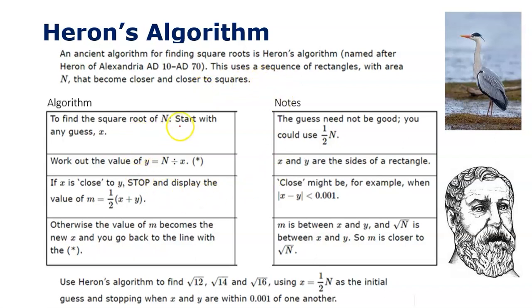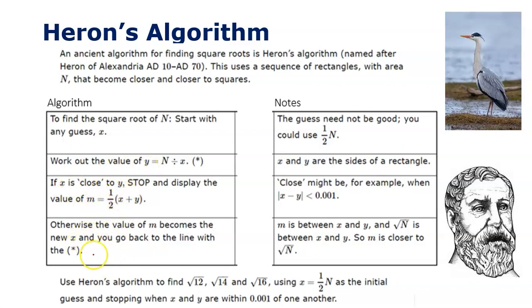You can see then his formula for doing this, his algorithm for doing this, was to start off the square root of a number, which we call an n. We work out the value of y, which is n divided by x. Well, this formula is going to matter, so bear that in mind. We then have a second formula, which is m equals a half of x plus y. And if x is close to y, we stop and we just print this thing.